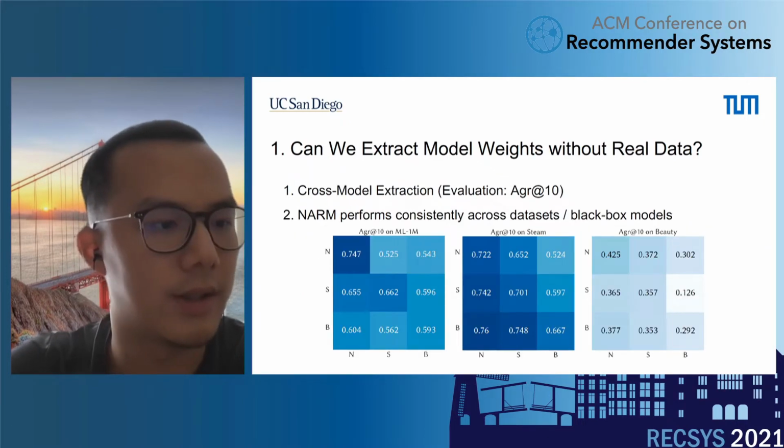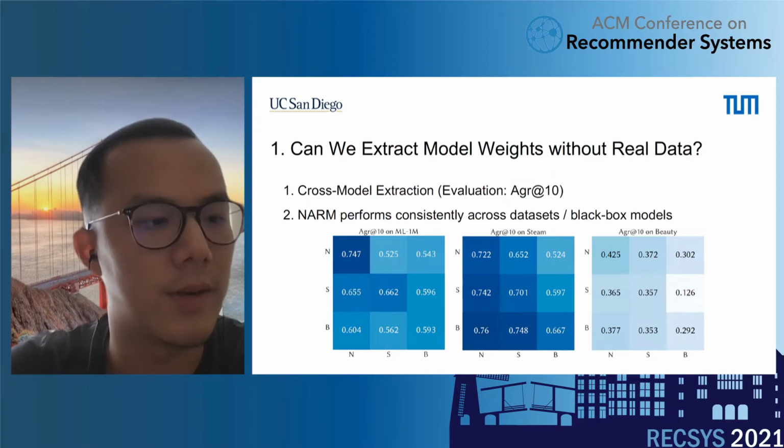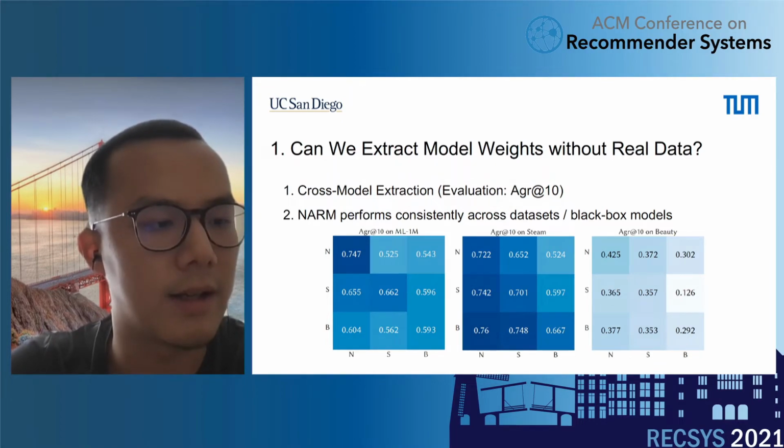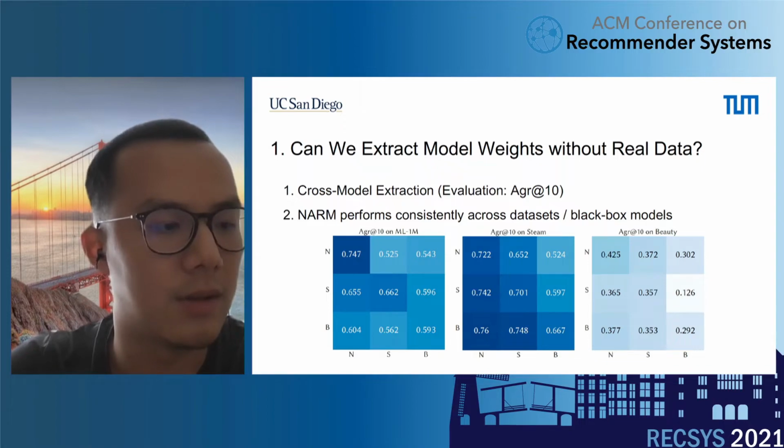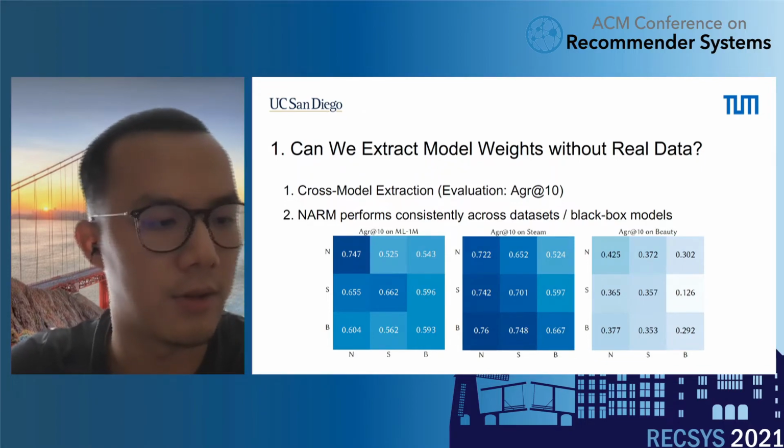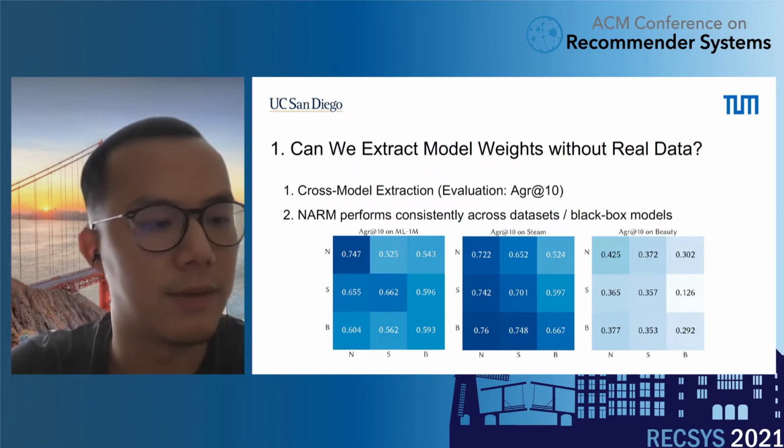And additionally, we consider cross-model extraction. Here, the horizontal axis is the white box model and the vertical axis is the black box model. The metric here is agreement at 10, and darker colors stand for higher agreement. We see that NARM performs generally very well and is the best in almost all cases. And the same model distillation would usually yield better performance than cross-model distillation.